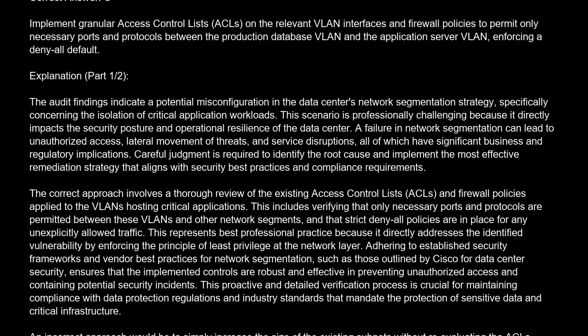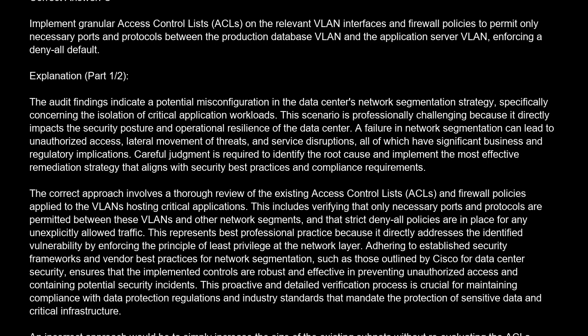the network layer. Adhering to established security frameworks and vendor best practices for network segmentation, such as those outlined by Cisco for data center security, ensures that the implemented controls are robust and effective in preventing unauthorized access and containing potential security incidents. This proactive and detailed verification process is crucial for maintaining compliance with data protection regulations and industry standards that mandate the protection of sensitive data and critical infrastructure.